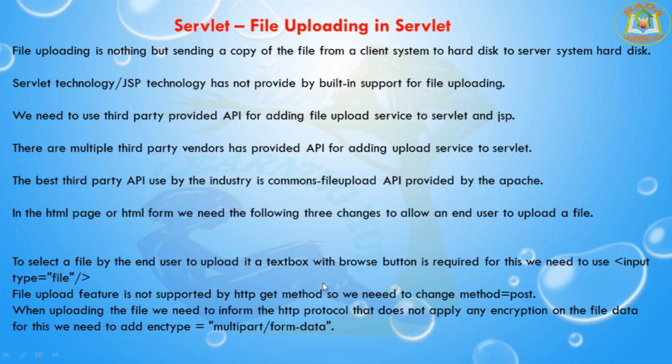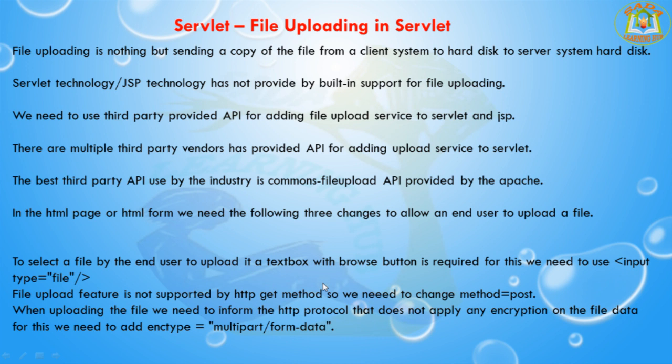Whenever we are sending data to the server, the request is automatically encoded. But in file uploading, we don't need to encrypt the file. So we need to inform the HTTP protocol that it should not apply any encryption on the file data. For this, we need to add enctype is equal to multipart slash form data.